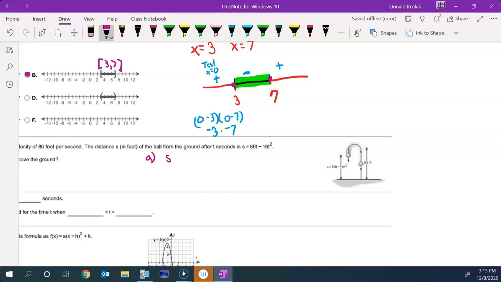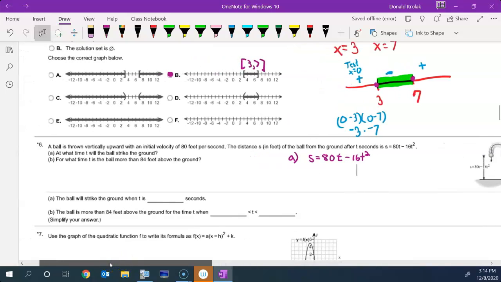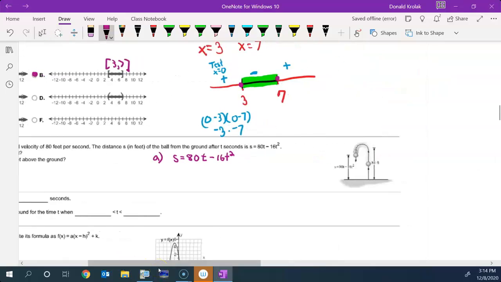All right, so I could do this two ways. I can do it on my calculator and graphing, or I can do it algebraically, solving this equation. All right, so let's see, its initial velocity is 80 feet per second, distance s from the ground. All right, so when this thing hits the ground, s is going to be 0 because it's laying on the ground. So I could simply take this and just solve this equation by setting it equal to 0.